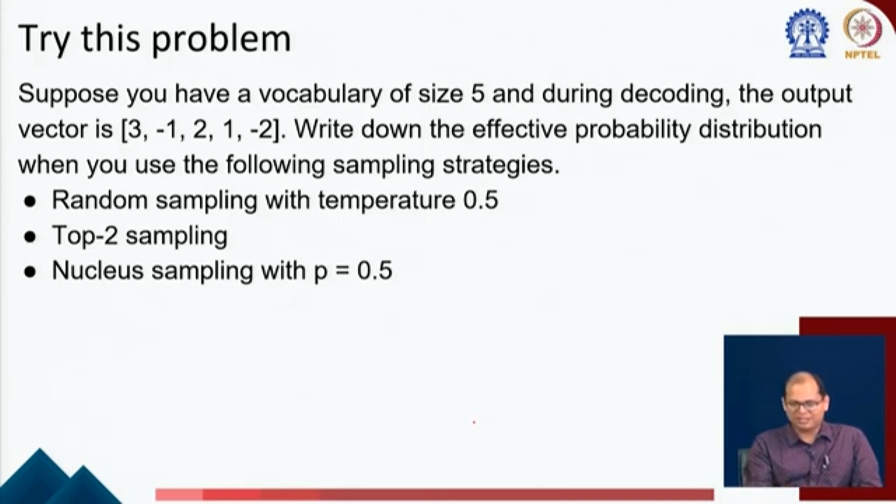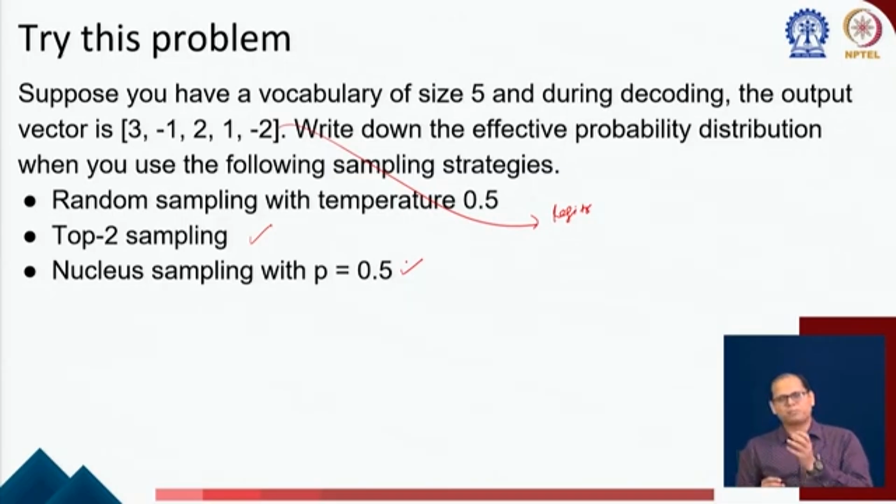So, I can give you some hint. Your vocabulary is of size 5 and these are your logits. Now, you do 3 different types of sampling: random sampling with temperature 0.5, top 2 sampling, and nucleus sampling with probability 0.5. So, what would happen if you do random sampling with temperature 0.5? What will I do now?